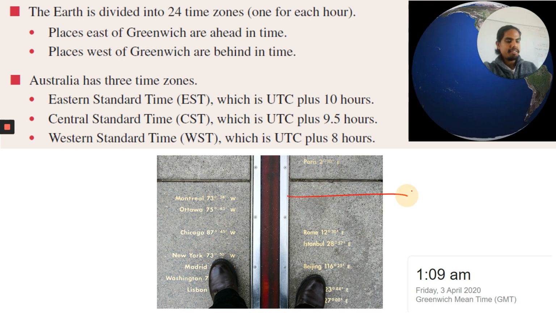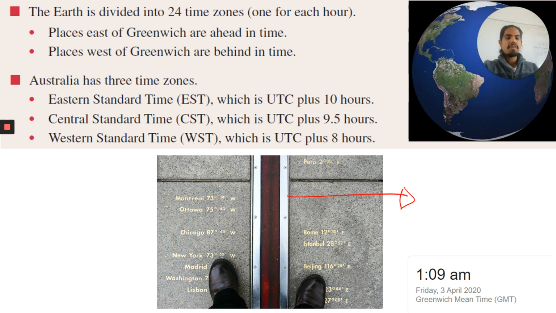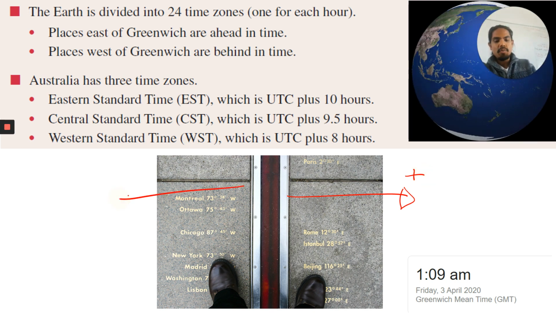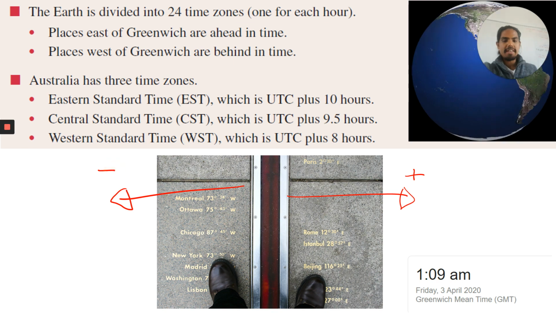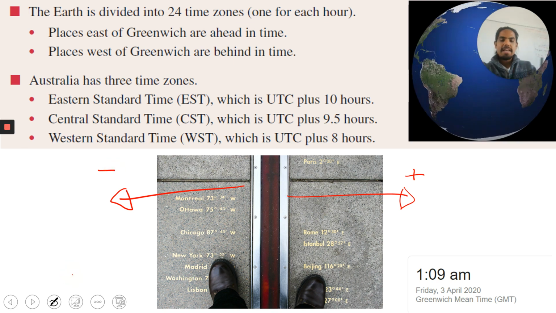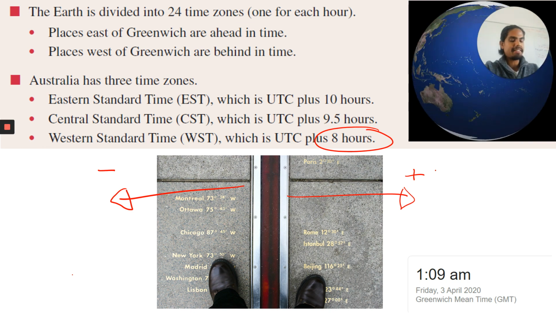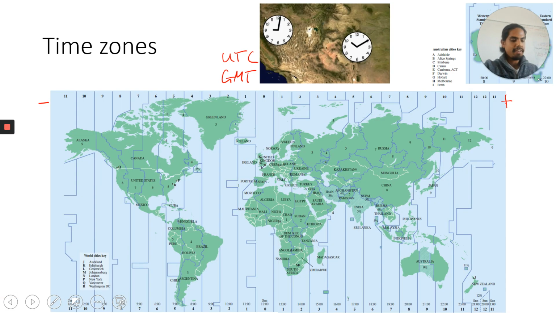Anything east of Greenwich is ahead, we are adding hours. Anything west of Greenwich, we are subtracting hours. And in Australia, here in WA, we are GMT plus 8. If we flip back over here in WA, you can see that we are plus 8.